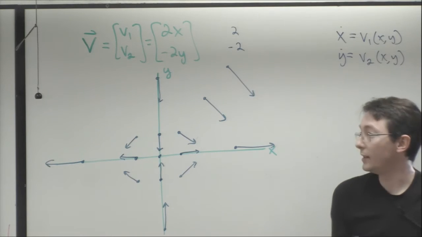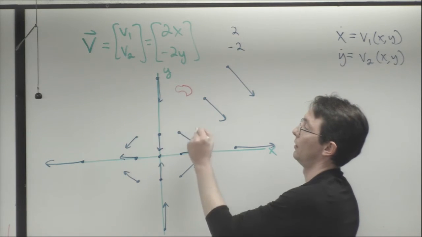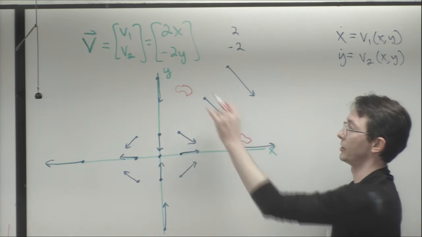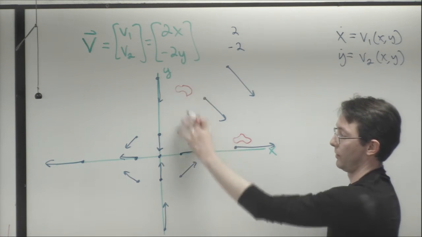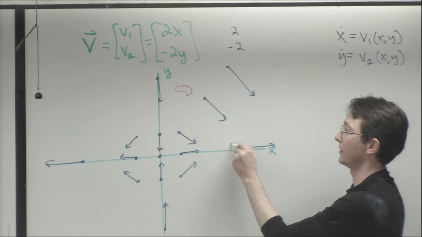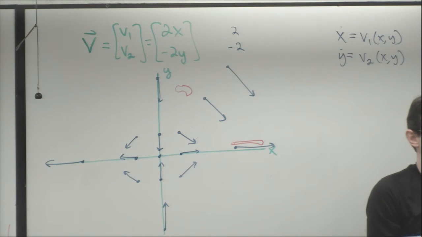But then at the end of the day, what I use that vector field for is maybe I drop some blob of oil, and I see where that blob of oil goes. And I see that here, eventually it gets kind of compressed in the y direction. Probably should draw this a little better. It gets compressed in the y direction and stretched in the x direction.